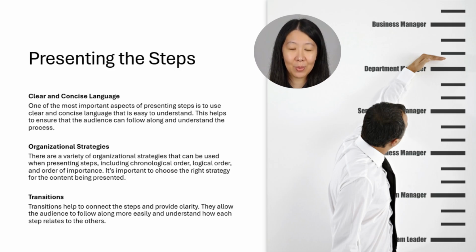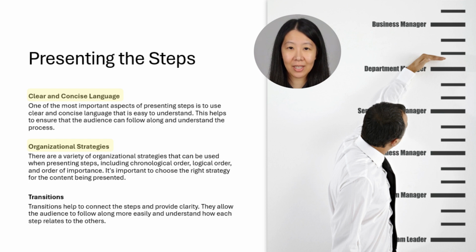The next critical task is to present the steps you've outlined effectively in your essay. Let's focus on three key elements. Clear and concise language. Use language that is straightforward and easy to understand. Avoid overly complex or technical terms unless they are absolutely necessary, and if you do use them, provide clear definitions.